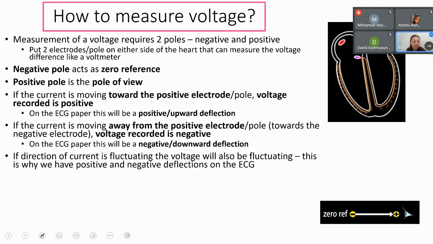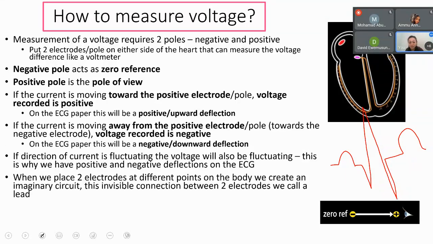This is why, on the ECG trace, we have a P wave, which is positive, then a negative Q, then a positive R, then a negative S, and then a positive T. The reason we have these negative and positive deflections is because the current is moving in different directions. It's not just moving in one direction. And I will show you that in a bit. That is the point of this video.